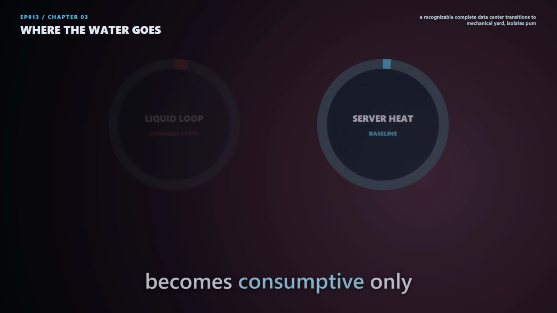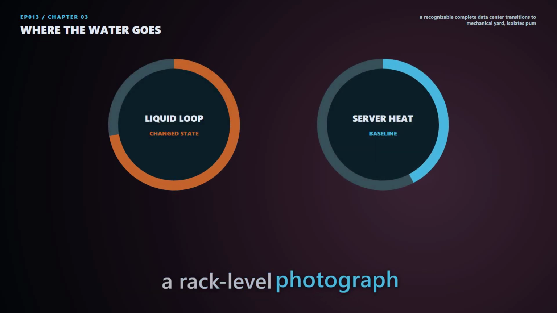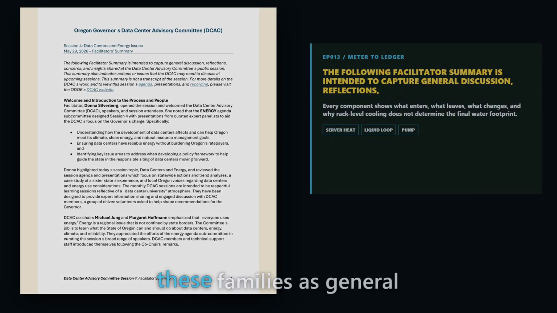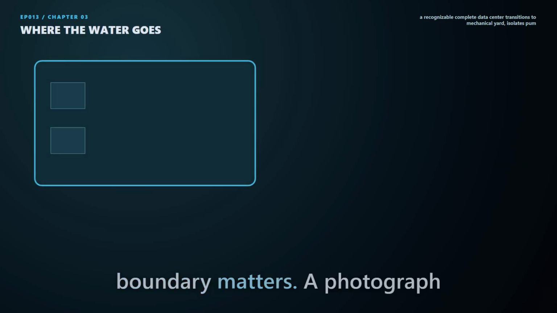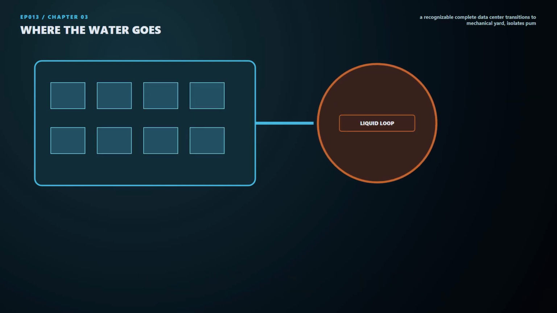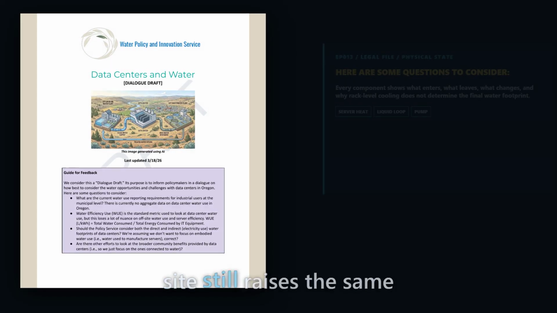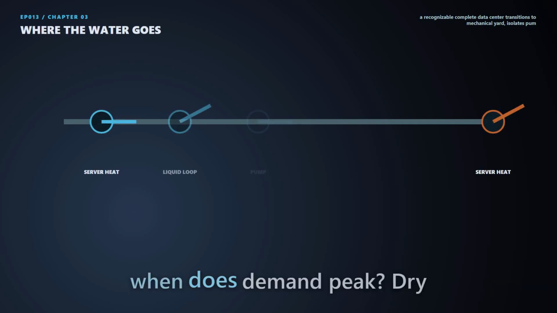Water becomes consumptive only where the design allows evaporation or another loss, so a rack-level photograph cannot establish the campus total. The official Oregon session summary listed these families as general technology. It did not establish the exact cooling design at every named site. That boundary matters. A photograph of a cooling tower does not prove that a nearby campus uses one, and a company-wide efficiency claim does not identify the plumbing at a specific building. Each site still raises the same physical questions. What enters? What evaporates or returns? Where is water discharged and when does demand peak?